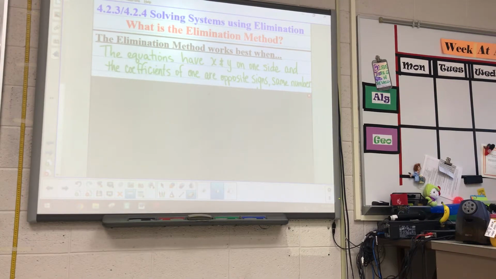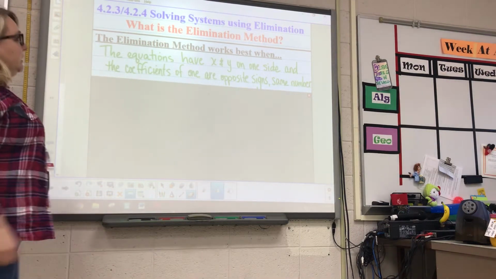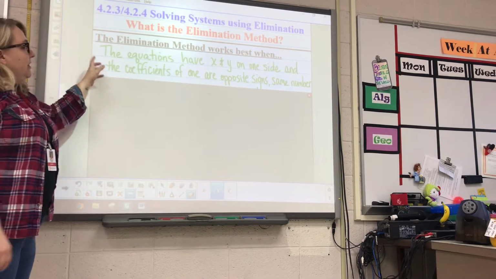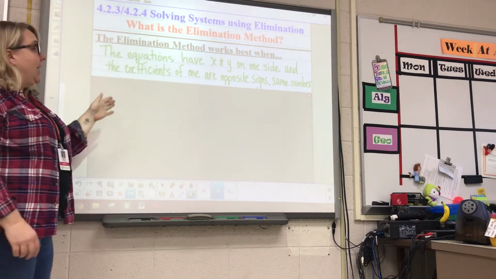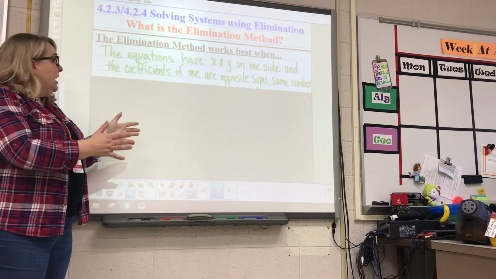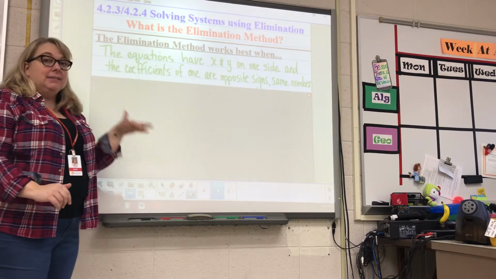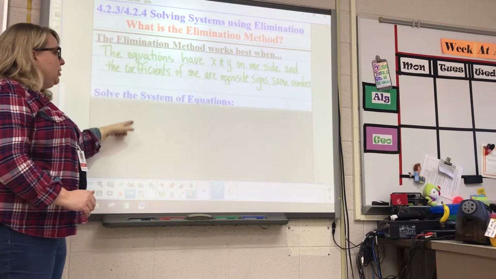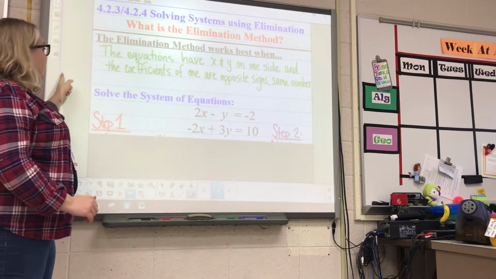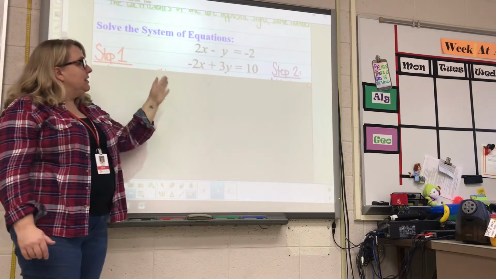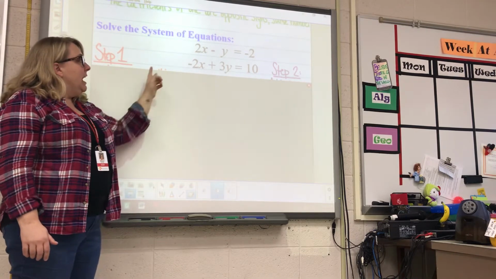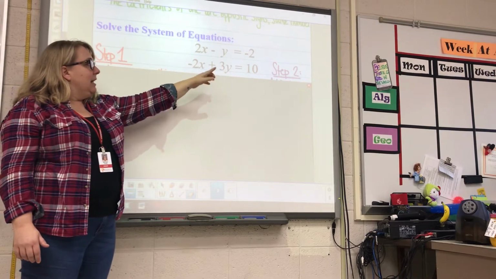Today we're going to learn the third method of solving systems, which is the elimination method. The elimination method works best when the equations have x and y on one side of the equal sign, and the coefficients of one of the variables are opposite signs, same number. So here's our example that we're going to work through. My equations are 2x minus y equals -2, and -2x plus 3y equals 10.